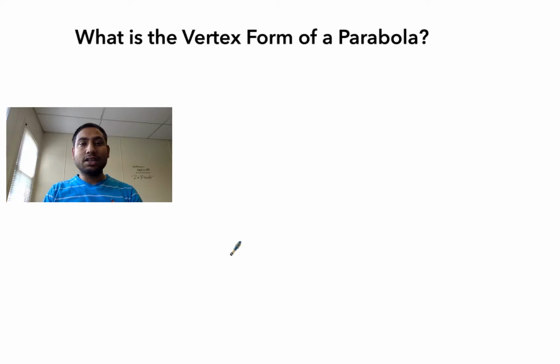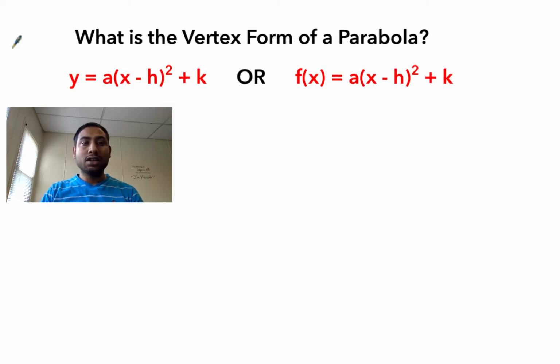In this video, we're gonna talk about the vertex form of a parabola. So first of all, what is the vertex form of a parabola? Well, the vertex form of a parabola looks like y equals a times (x minus h) squared plus k, or in function notation, f of x equals a times (x minus h) squared plus k.